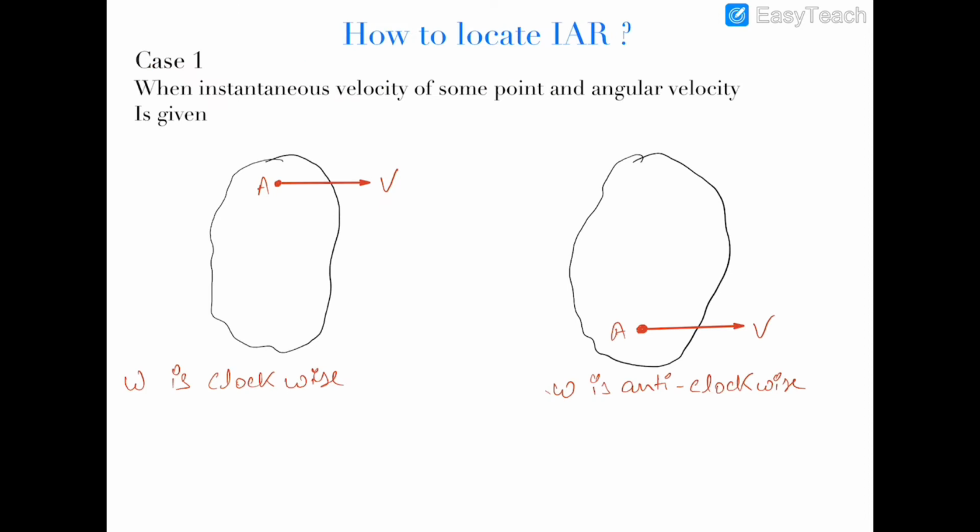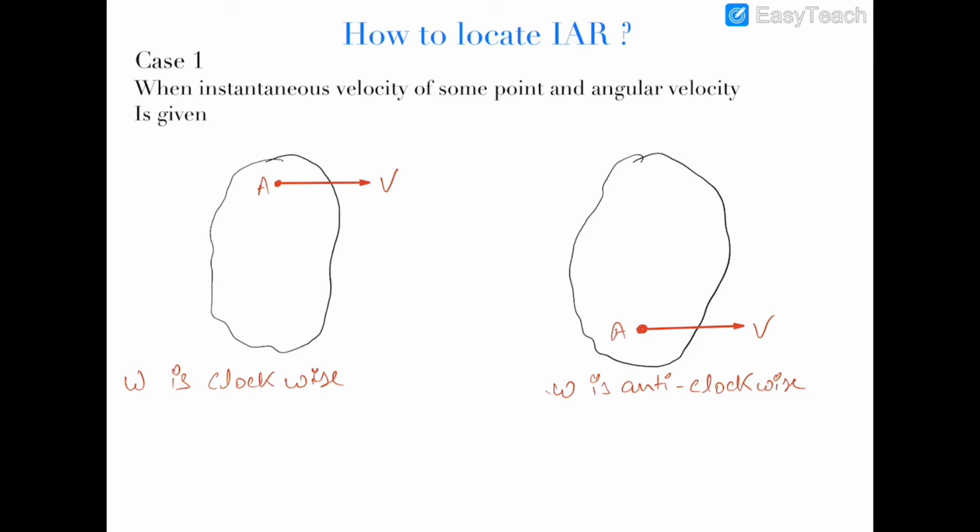Now how to locate the instantaneous axis of rotation? There are majorly two cases in which we have to locate the IAR. The case one is that we are given the velocity of any point in the body and the angular velocity of that body. So we are given these two variables. Let us suppose that the velocity of point A is given in this direction and the angular velocity of the body is given as omega in the clockwise sense.